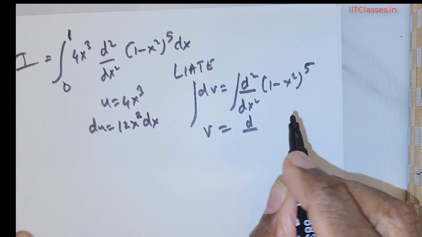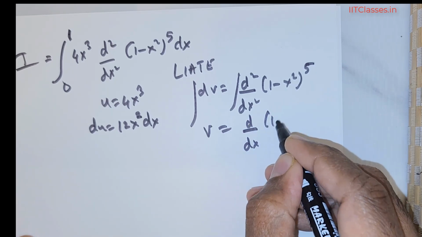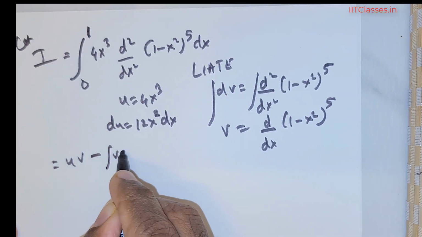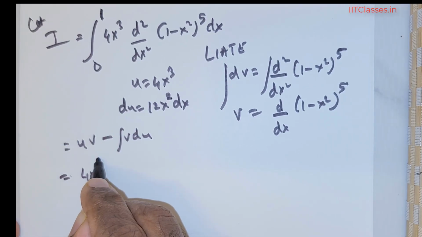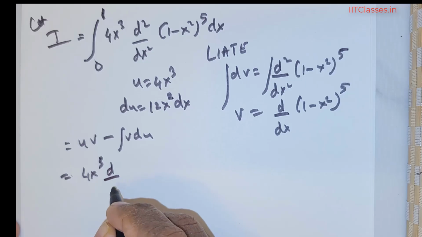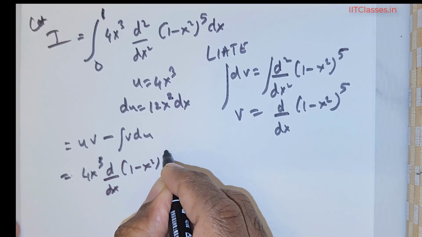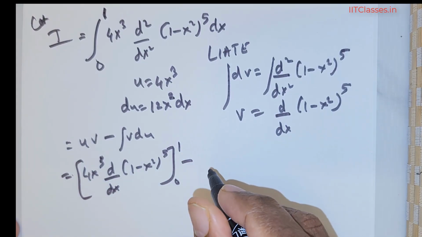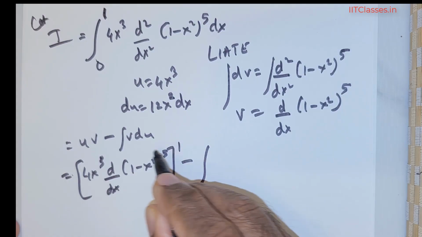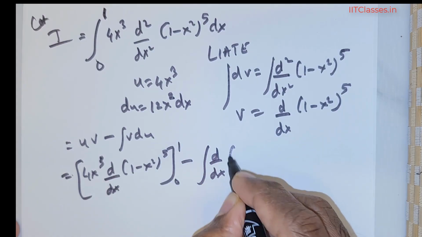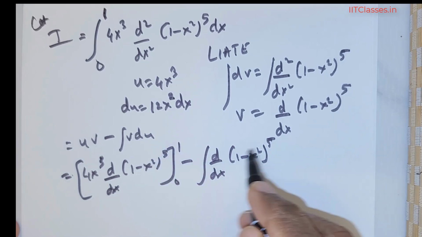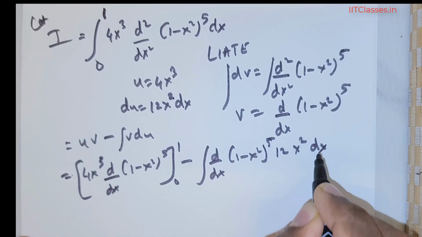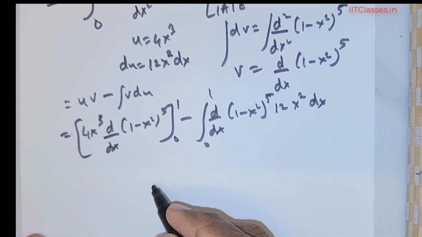The double derivative will lose its derivative. One derivative will be chopped off, giving us d over dx of (1 - x squared) raised to the power of 5. We will use this formula: uv minus integral v du. So my u is 4x to the power of 3. My v is d over dx of (1 - x squared) raised to the power of 5. The limits are 0 to 1. Now negative, my v is d over dx of (1 - x squared) raised to the power of 5. My du is 12 times x raised to the power of 2 times dx. The limits are 0 to 1.